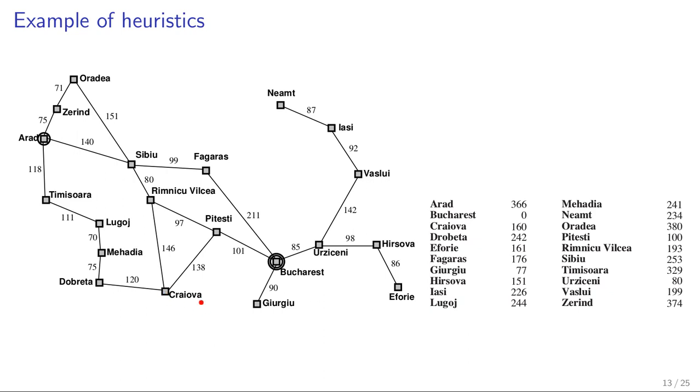So for example, from Craiova to Bucharest, the straight line distance is 160, but it's going to be quite a lot more on the roads. But we will learn that this kind of heuristic will already help us quite a bit.